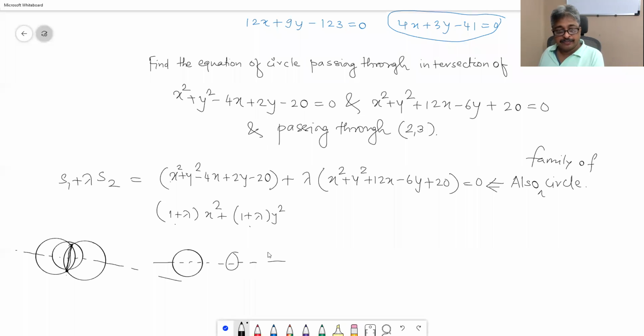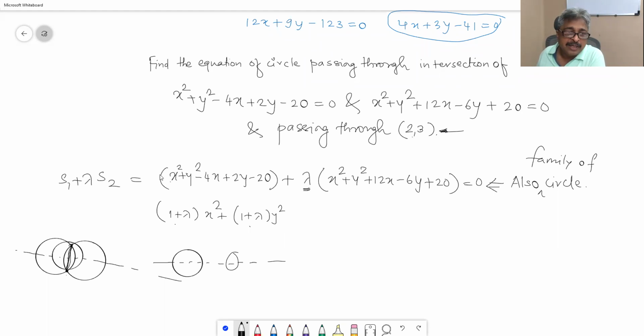But this is also a family of circles, and you are searching for a circle which passes through this point. So if you substitute x is equal to 2 and y is equal to 3 in this whole equation, you get the value of lambda. So this is the procedure. You put the family of the curves that you want in lambda form, put the geometric condition or restriction on that geometry, get the value of lambda, and put the value of lambda back into the original equation to get the required curve.